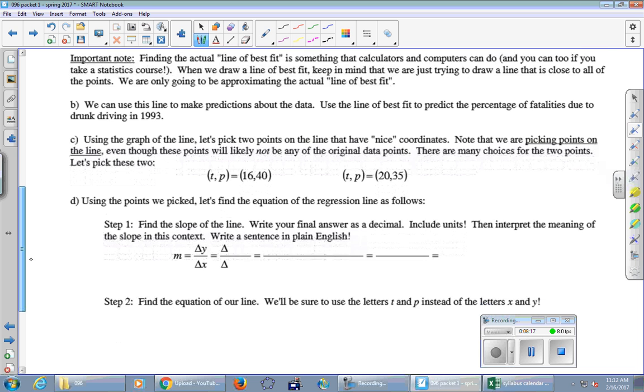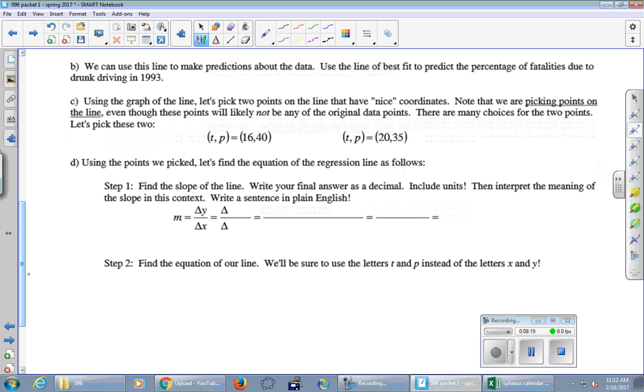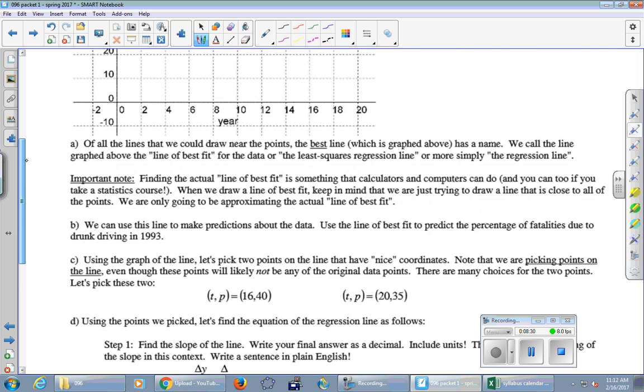Okay, part B here says we can use our line to make predictions about the data. Let's use the line of best fit, that's this one, not the one that you drew, to predict the percentage of fatalities due to drunk driving in 1993.